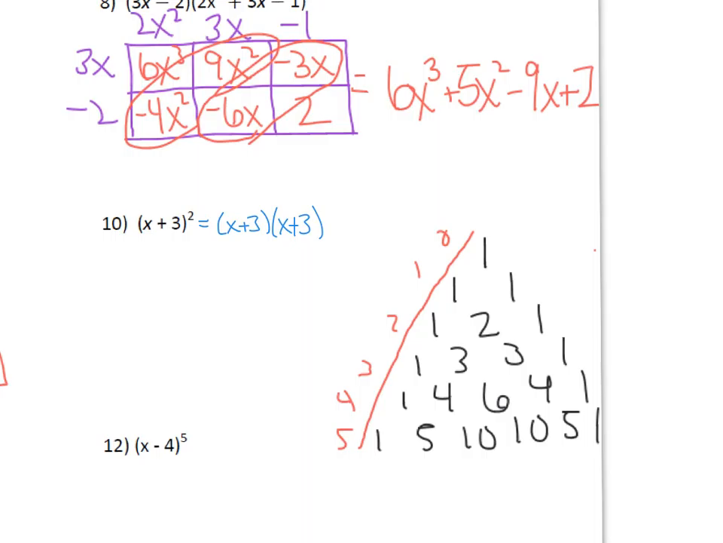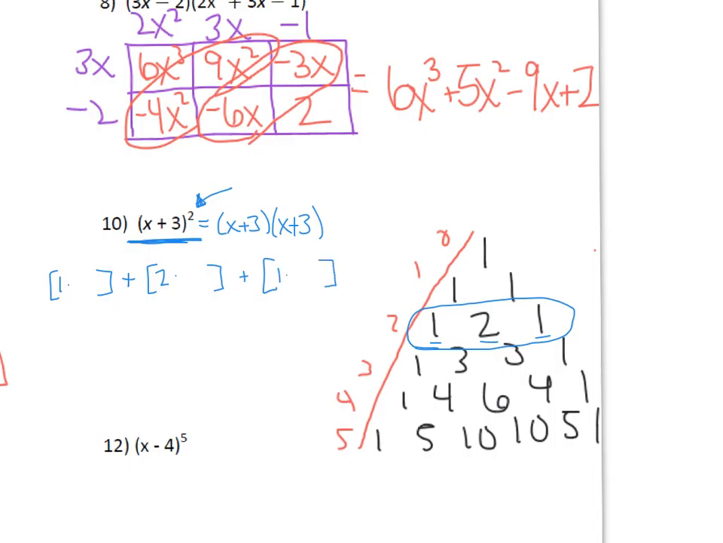You could do FOIL, you could do the box method, but what I want to show you is Pascal's triangle with this example. So we have this x plus 3, and we're taking it to the second power, that whole quantity. Well, what you can do is go to the second row, 1, 2, 1, and use that as your leading coefficients in the problem. So 1, 2, 1. I'm going to list those here. 1 times, I'm going to leave it a blank for now. I'll show you what I'm going to fill in later. 2 and 1.